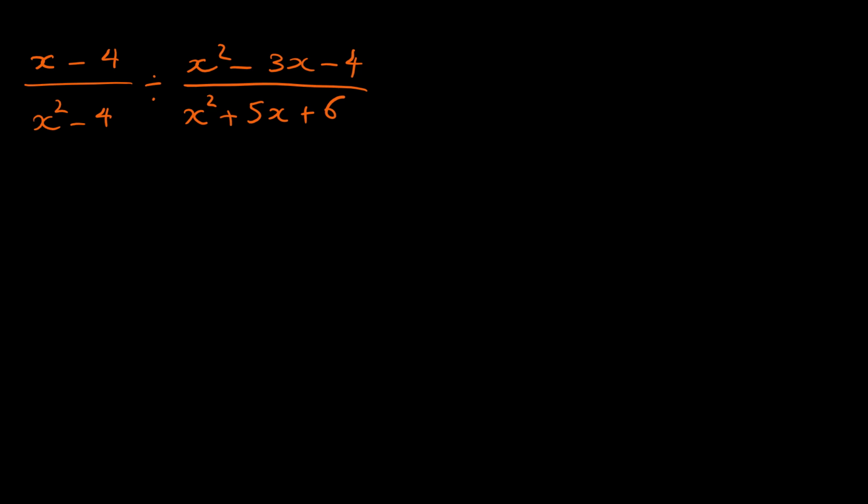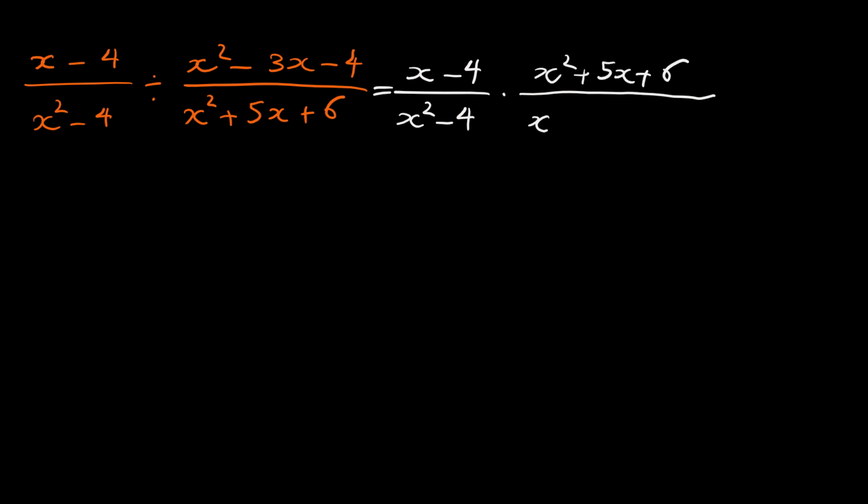So here, to divide this by that, basically we have to write x minus 4 over x to the 2 minus 4. We have to multiply this by the invert of the second rational expression. So x to the 2 plus 5x plus 6 in numerator and x to the 2 minus 3x minus 4 in denominator. Now this is a multiplication of two rational expressions, and basically we have to try to factor.